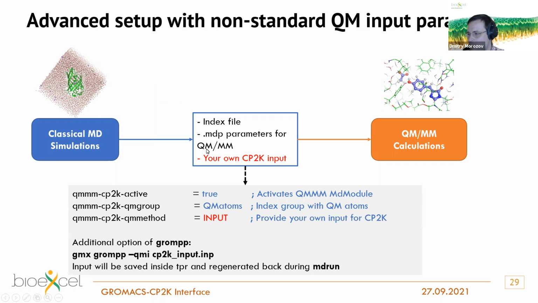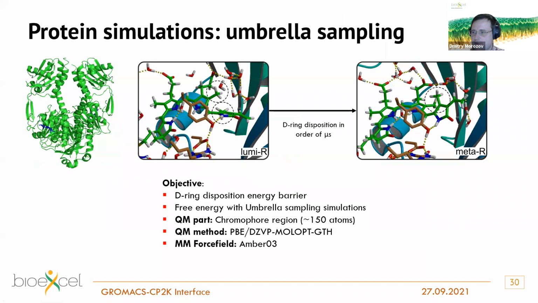Yes, and you can do a QM calculation even with an external CP2K input, which will also be saved inside the TPR, so it's a fully portable implementation. For that, I want to show a couple of examples for the protein case. First is an umbrella sampling simulation of the ring isomerization reaction, from that to that, in the phytochrome protein. This is again the chromophore, but it's a ground state process. It can isomerize under thermal conditions at room temperature from one conformation to another. What is different here is the position of the two rings, called the C and D rings.